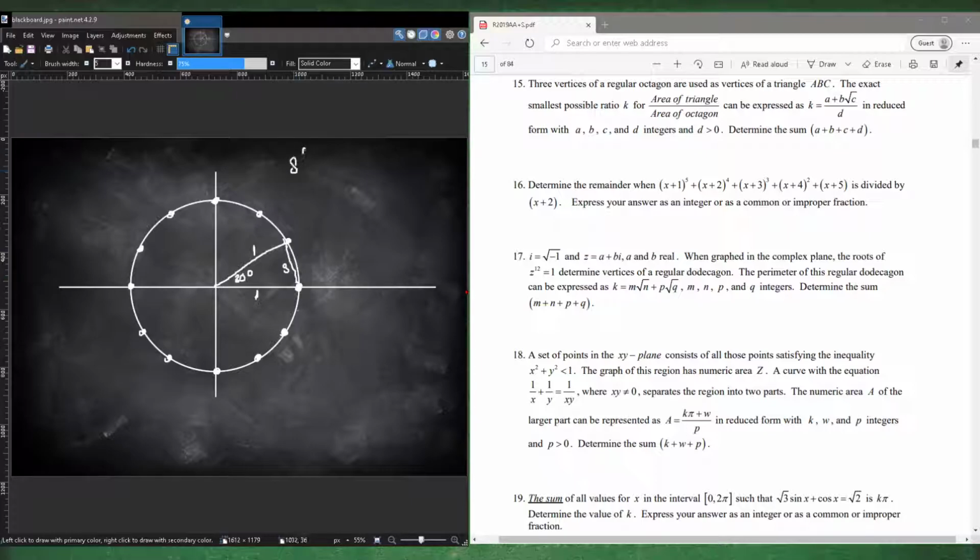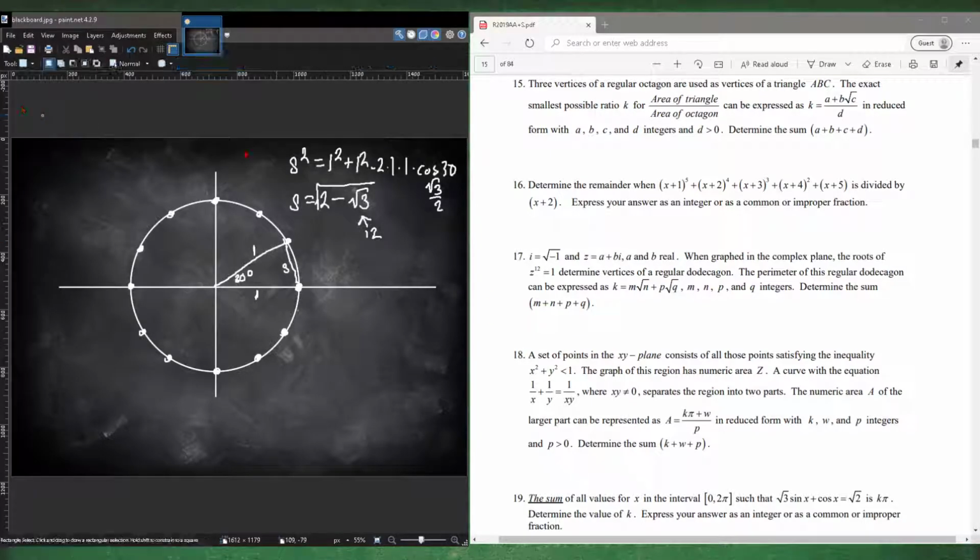So that means s squared, using the law of cosines, is equal to 1 squared plus 1 squared minus 2 times 1 times 1 times cosine of 30, which is square root 3 over 2. So s squared is equal to 2 minus 2 times square root 3 over 2, that's square root 3, so 2 minus square root 3, and then you have to take the square root of this number. And to get the perimeter, we just need to multiply this by 12.